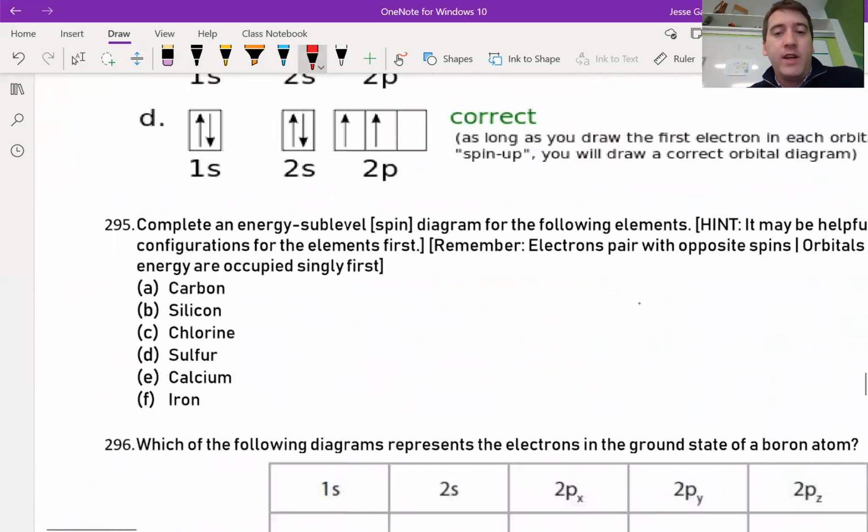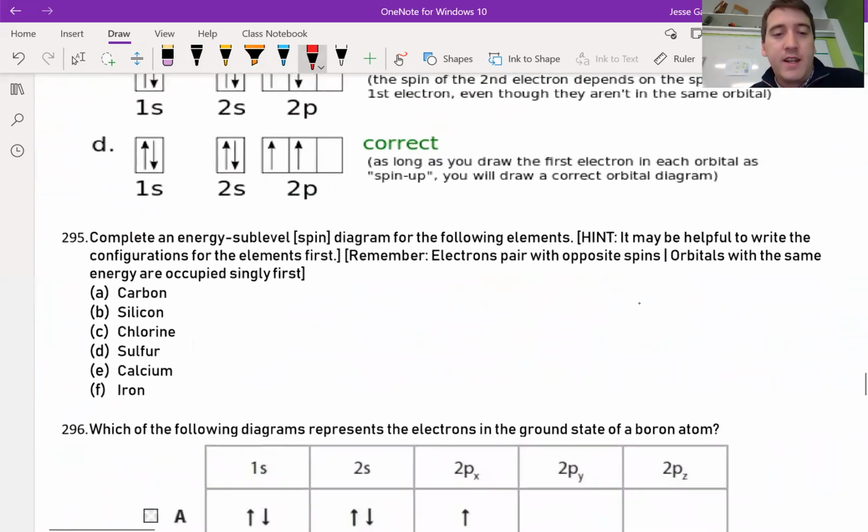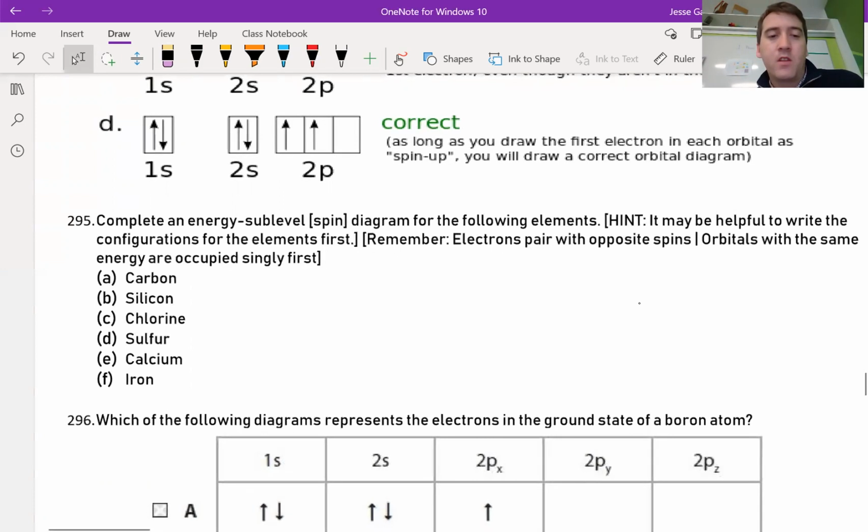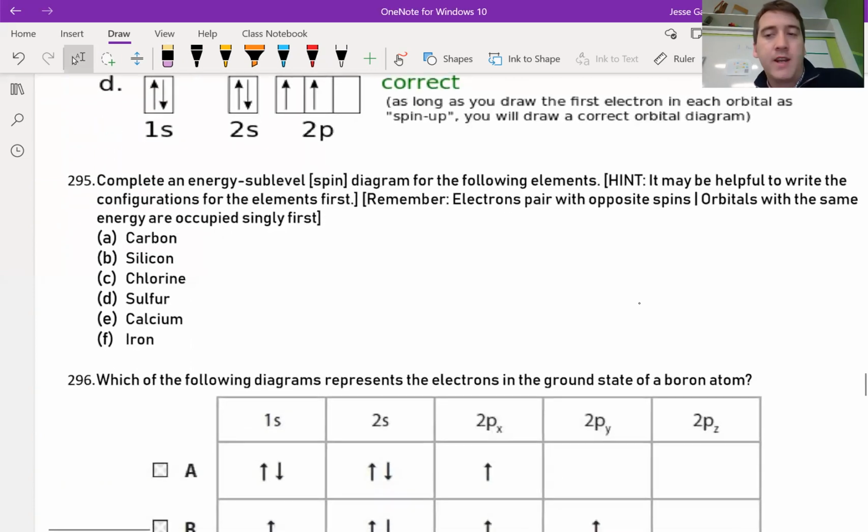Okay, so what I want you to do is have a look at these questions. Question 295 says complete an energy sublevel spin diagram for each of the following elements. Hint, it may be helpful to write out the configurations for the elements first. Remember, electrons go in pairs with opposite spins. Orbitals with the same energy are occupied singly first. So you do need to follow the 3 rules we've learned so far. All right, so go ahead, pause the video and do 295. You should only be watching if you've done 295. We will be going through them in class the next day.